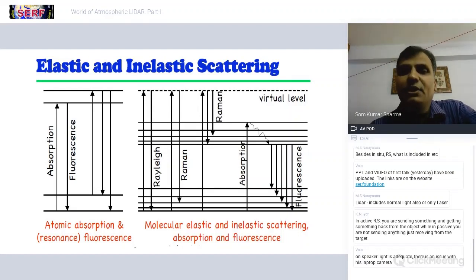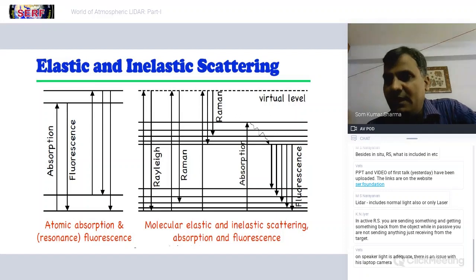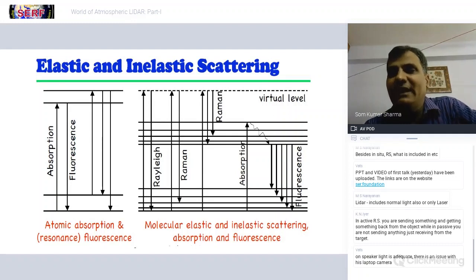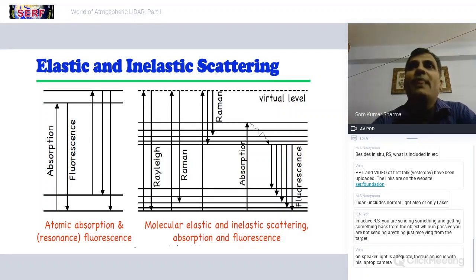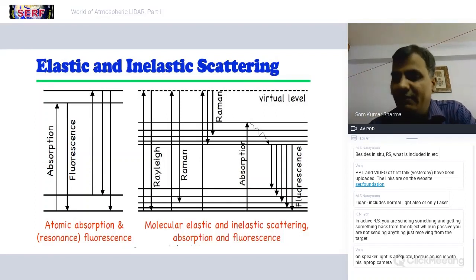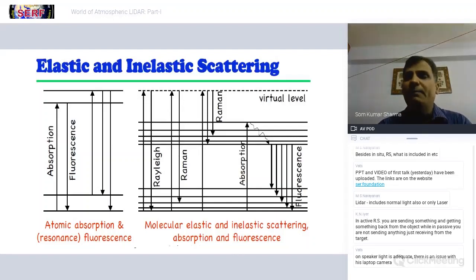So please remember, in elastic scattering there is no change in the wavelength, meaning the transmitted and the received signal have the same wavelength. In Raman scattering, which is inelastic scattering, there is a difference between the transmitted wavelength and the received wavelength. There is a shift in the wavelength when you are receiving it. So simply remember: when there is no shift in the wavelength between transmitted and received, that is elastic; when there is a shift in wavelength, it is inelastic scattering.